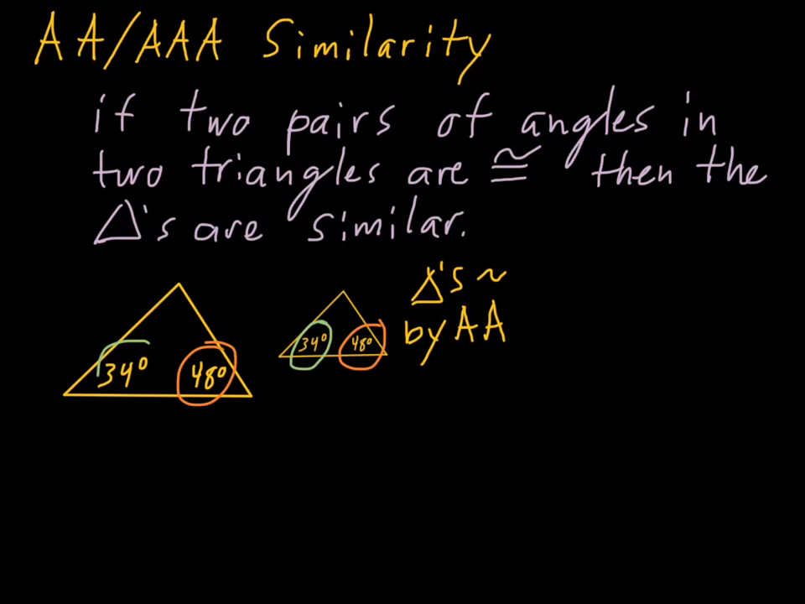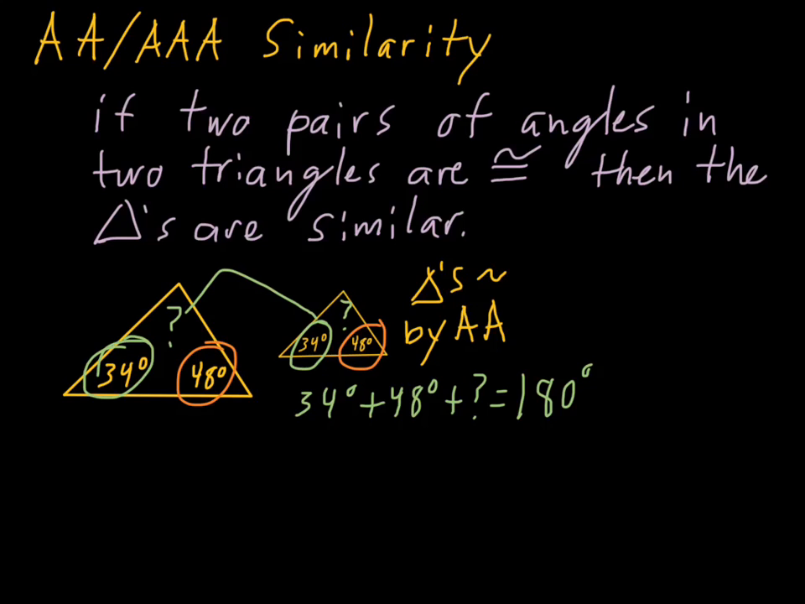Now, why is there a version of this where it says angle, angle, angle? Well, here's why. If you have two angles of a triangle, you can find the third angle in both triangles. And if you were to do that, you would do 34 degrees plus 48 degrees plus the unknown angle equals 180 degrees, the triangle sum theorem. So you can find it in both triangles. And if you solve this for both triangles, you're going to get the same answer. So these angles are also going to be congruent.